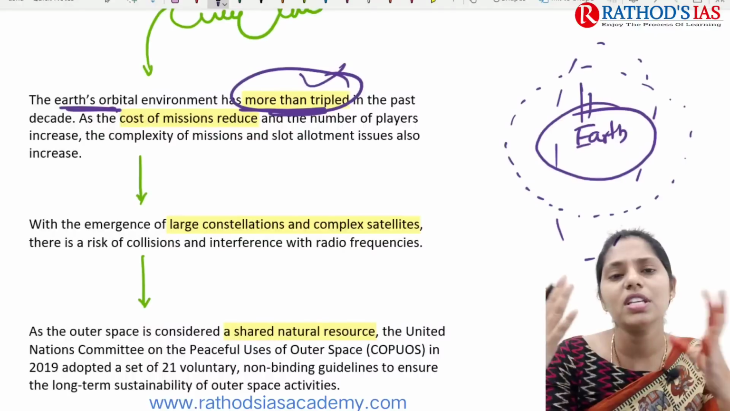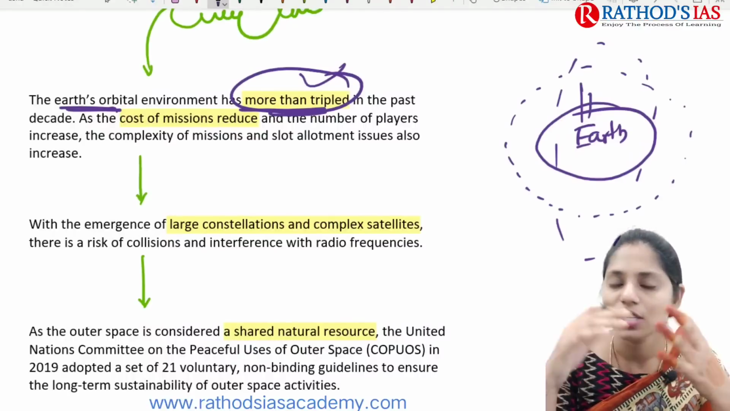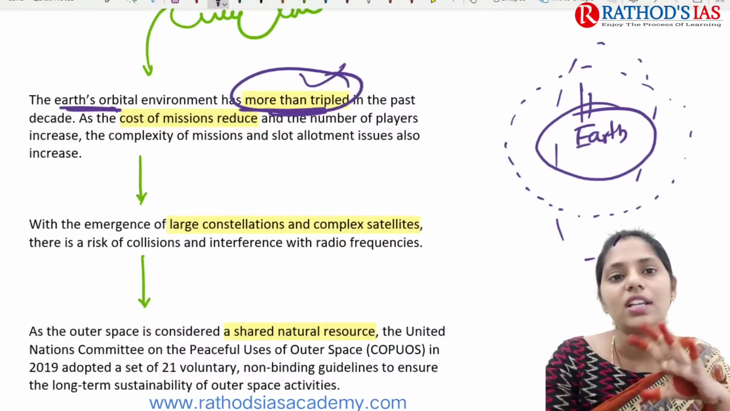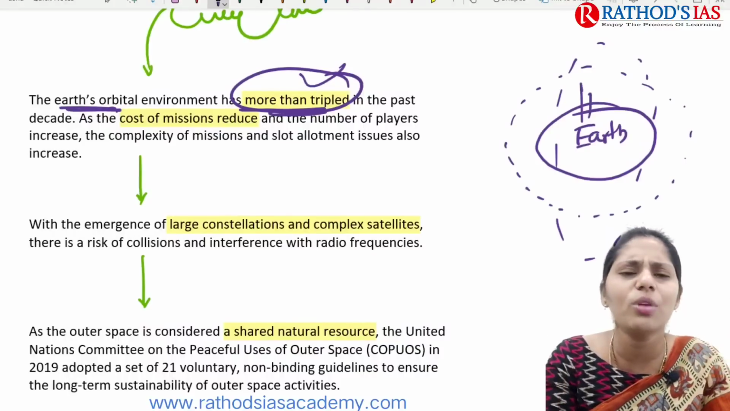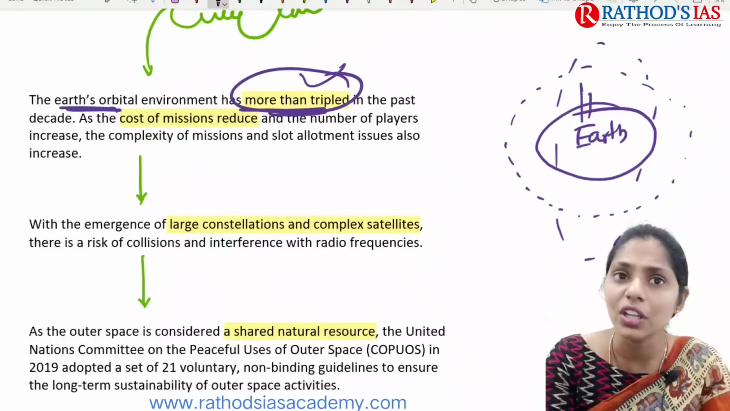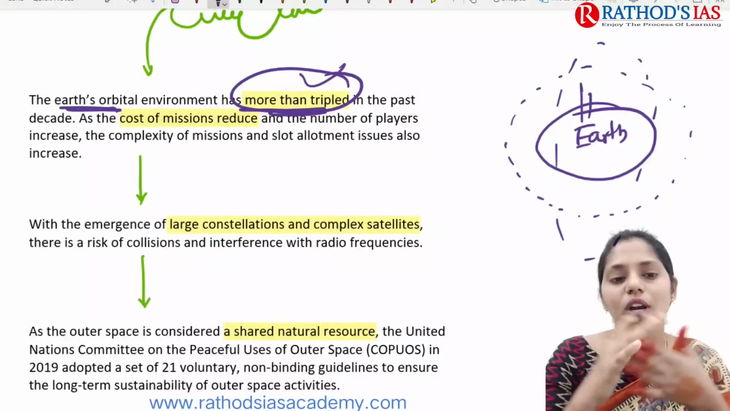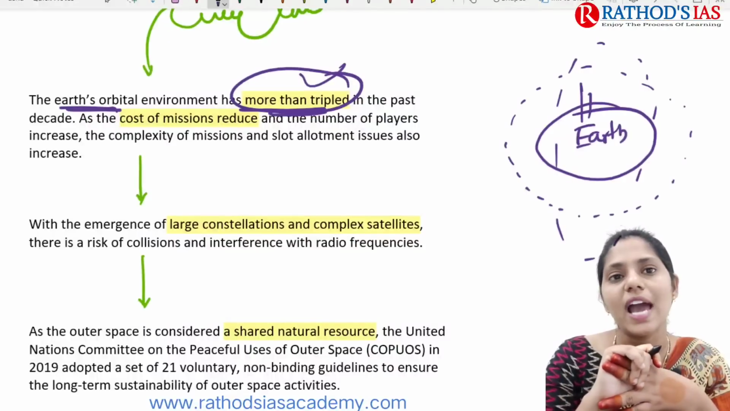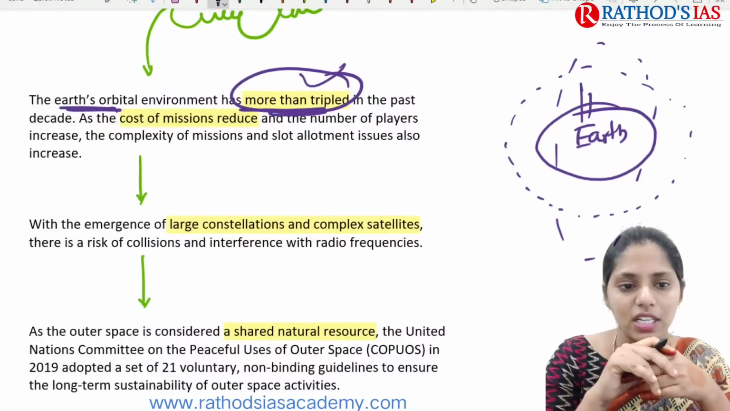So in all these orbits, yes, we are having a lot of satellites. Not only India, which is mainly launching satellites, but even other countries like China, USA, Russia. Almost all the countries are coming up with their own satellites and installing them in the different orbits. So here, the Earth's orbital environment has tripled in the past decade.